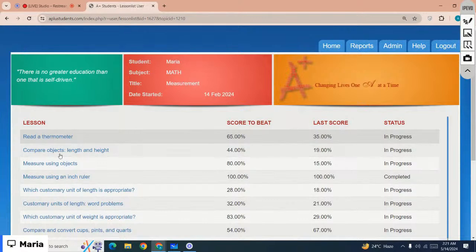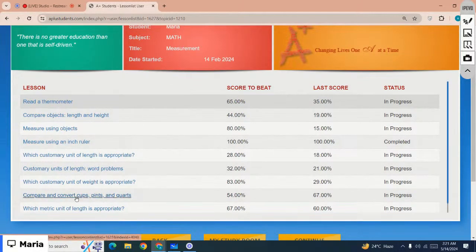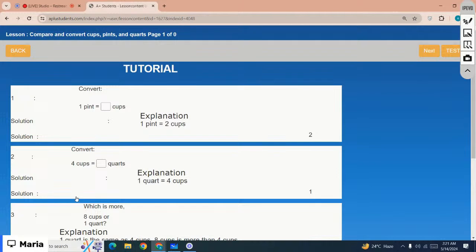Okay, the next lesson is compare and convert cups, pints and quarts. Let's just start with the lesson. 1 pint equals how many cups? Basically these are the basic units, right? You can note them down and remember them so that you can understand them later. 1 pint equals 2 cups and 4 cups equal 1 quart.